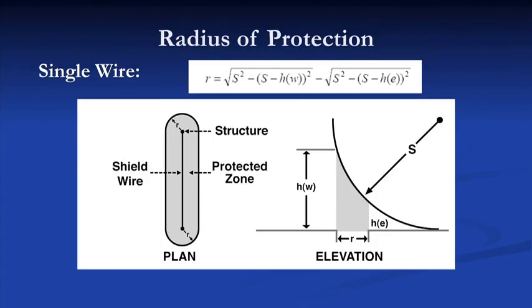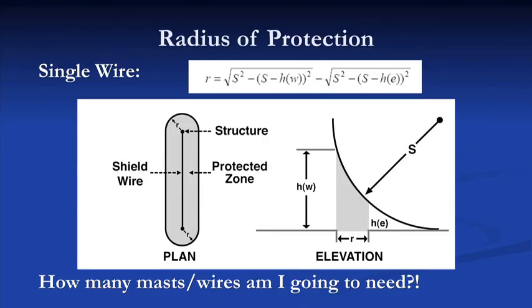Well, it looks like it doesn't provide a whole lot of protection. You're wondering, well, how many masts and wires am I going to need? That seems like I'm going to need them all over the place. Well, there are certain combinational effects that you can take advantage of when you're using two masts or two wires that are close together that provide even more protection. Let me illustrate that here.